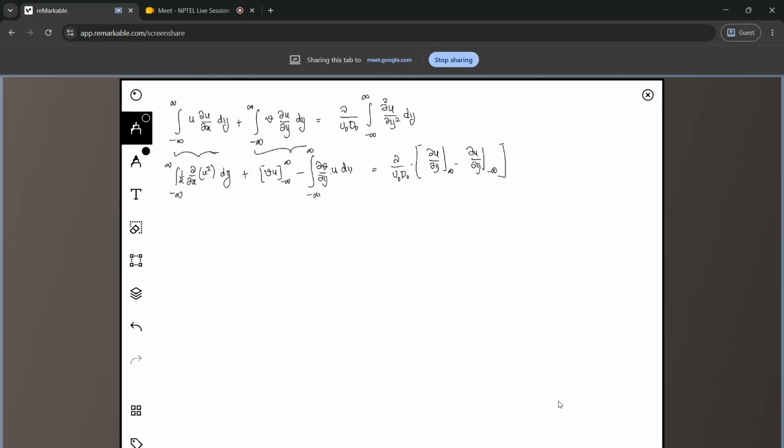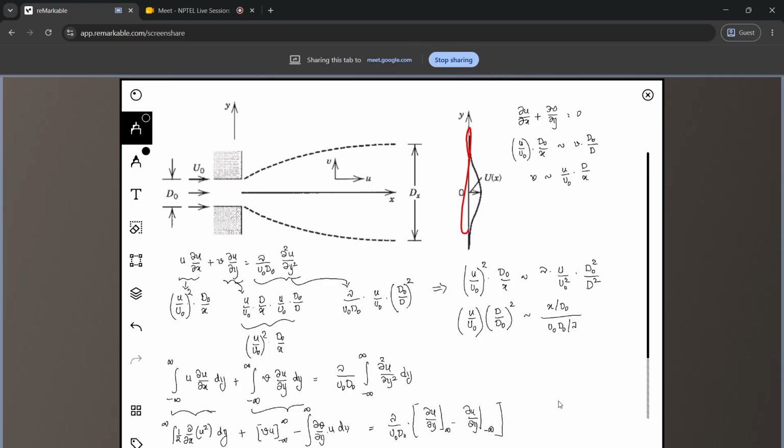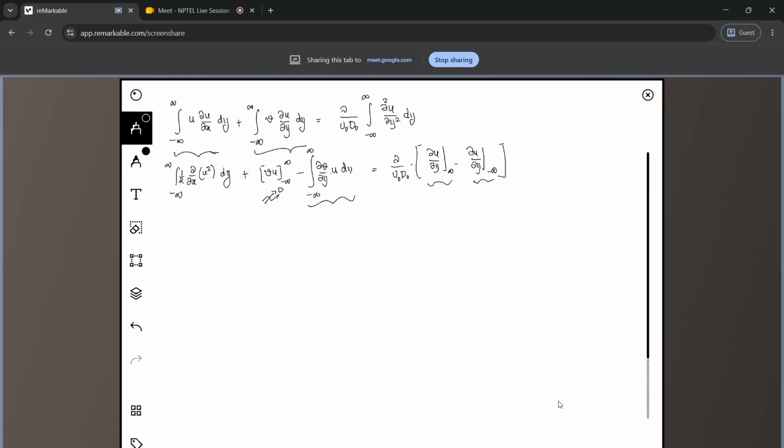So how do you proceed from here? In the boundary layer theory, when we solve it, it's from 0 to delta. So there we have v at delta not being equal to 0. However, here at both plus and minus infinity, this particular quantity will go to 0. And what about this quantity? Even if you see the velocity profile, it goes to 0 at both plus and minus infinity. So the derivative also goes to 0. So both these terms also tend to 0.